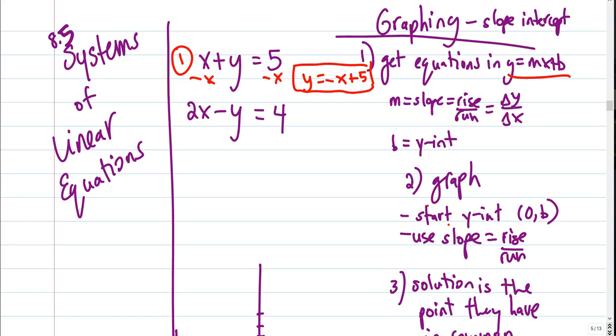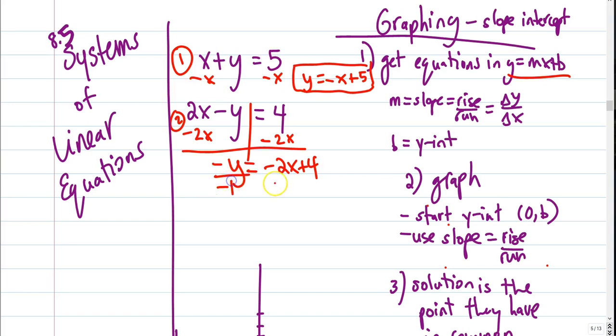Second one's a little more work. I've got to move the 2x, just like I moved the x before. Do not combine those. But notice I'm not left with y this time. I'm left with negative y. And for some reason my x disappeared. Okay. So to get that to y equals, we have to divide everything by the negative 1. So that y is equal to positive 2x minus 4.